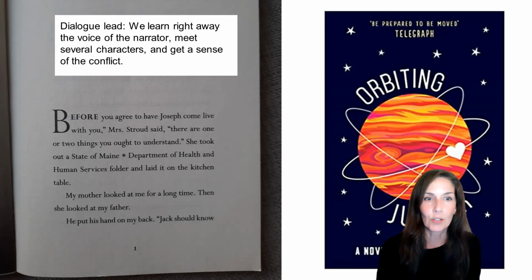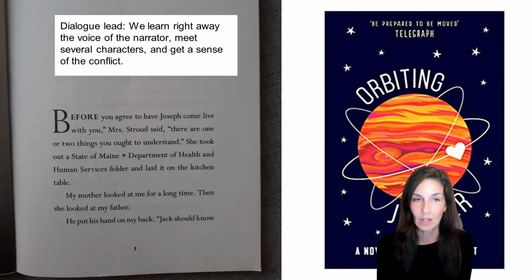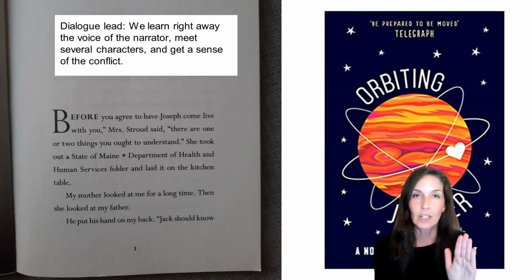Before you agree to have Joseph come live with you, Mrs. Stroud said, there are 1 or 2 things you ought to understand. She took out a State of Maine, Department of Health and Human Services folder, and laid it on the kitchen table. My mother looked at me for a long time. Then she looked at my father. He put his hand on my back. Jack, you should know.